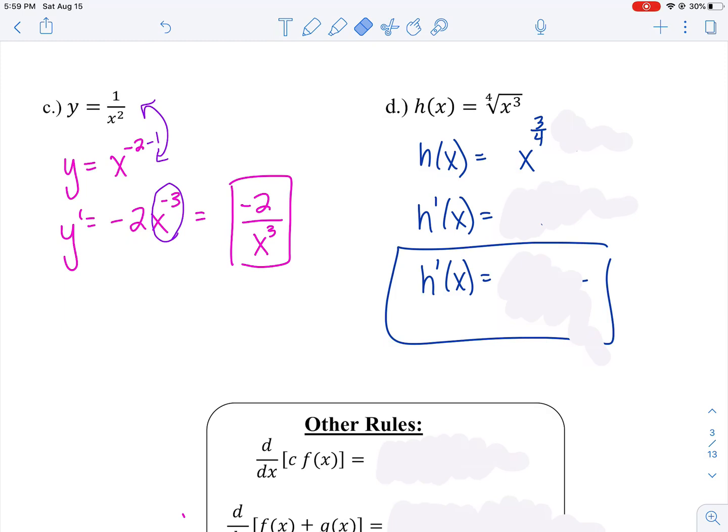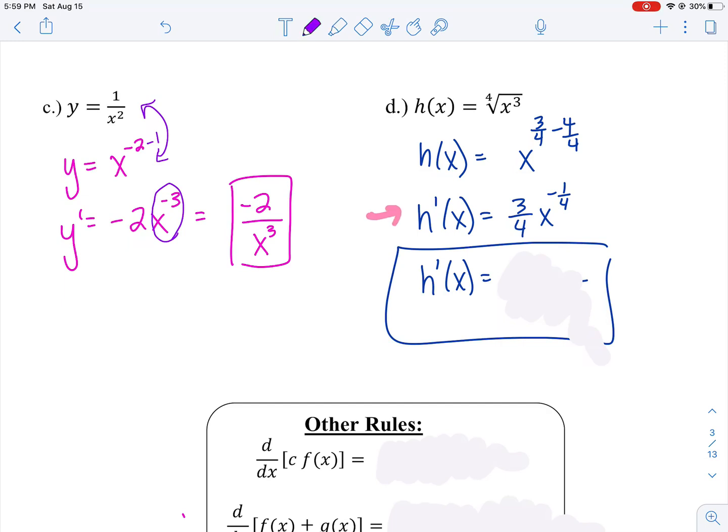Now I have it written as a power rule. I have x to a certain exponent, right? And I should be able to use my power rule to bring forward 3/4 and subtract 1 from the exponent, or subtract 4/4, so I have a common denominator. When I do that, 3/4 minus 4/4 is a negative 1/4. That's my derivative, so I'm using proper notation again, right?